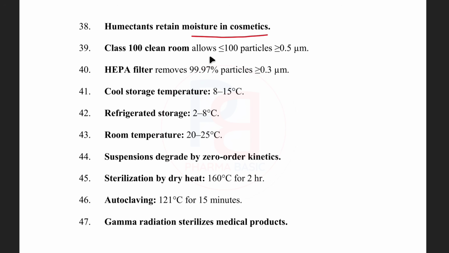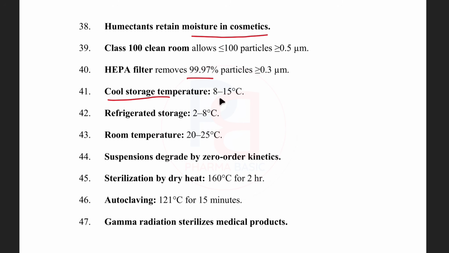Class 100 clean room allows not more than 100 particles of size 0.5 micrometer or more. HEPA filter removes 99.97% of particles which are more than 0.3 micrometer.